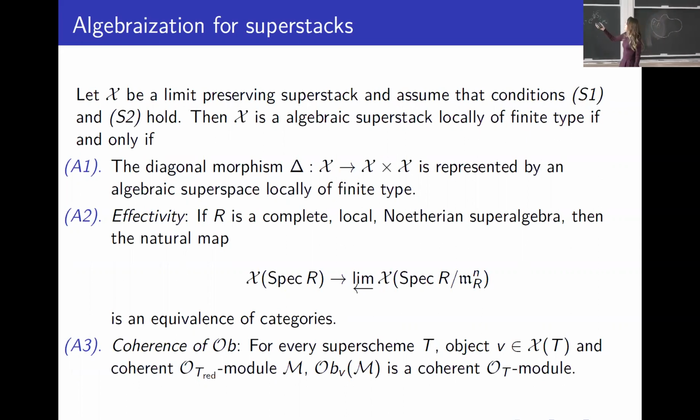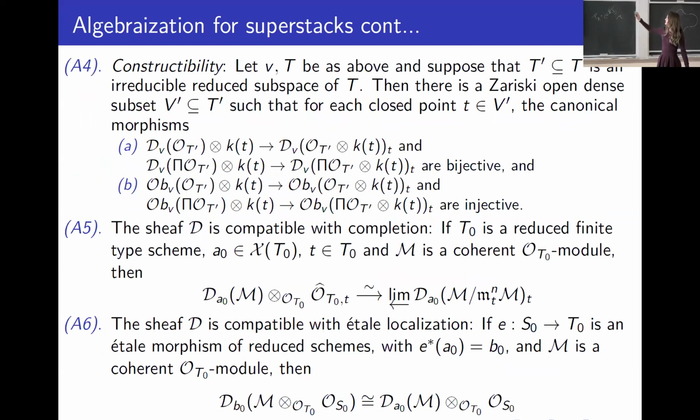Now, the second condition is, again, that we want these power series approximations to converge. That's the effectiveness property. Now, the third one here is this coherence of the obstruction theory. This is a condition that's going to imply that the sheaf whose vanishing locus are the formally versal points is coherent. So you need this condition to prove that that sheaf is coherent. Also this A4, this constructibility condition, is another condition that we need to show that this sheaf is coherent.